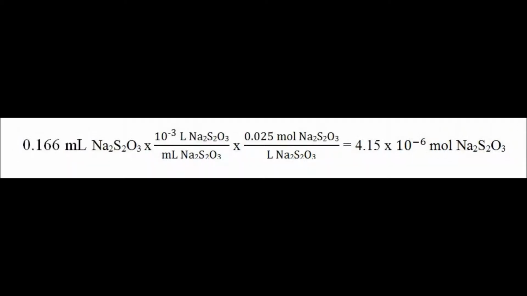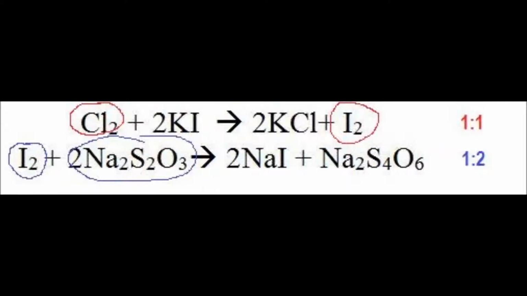Because we know that the concentration of the sodium thiosulfate solution was 0.025 moles per dm cubed, we can find the moles of sodium thiosulfate used. This turned out to be 4.15 times 10 to the negative 6 moles. With this information, we can work backwards and find the moles of iodine using the ratio of sodium thiosulfate and iodine in the second reaction that took place during titration.